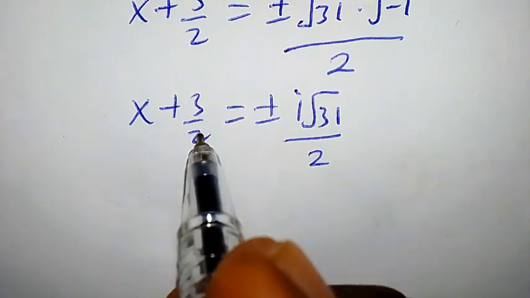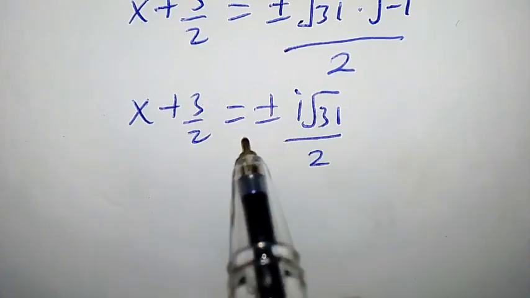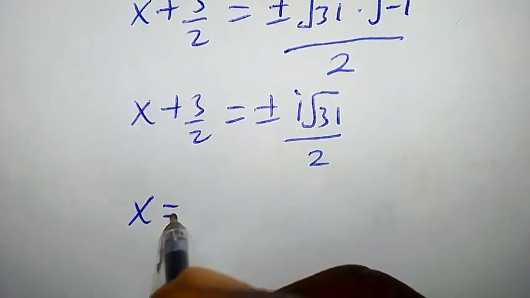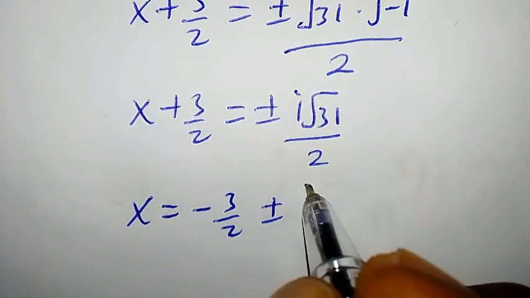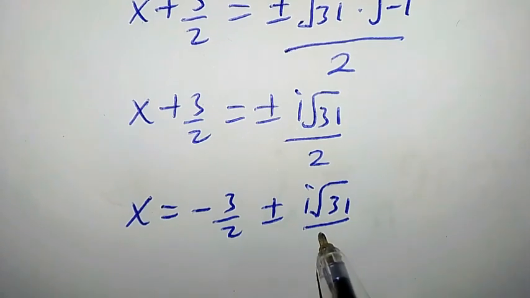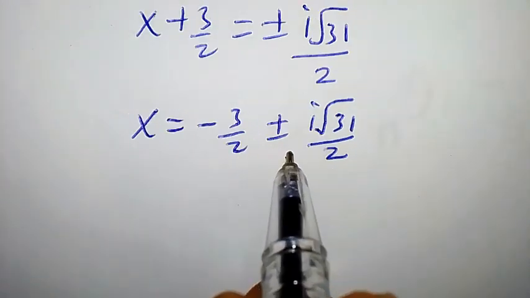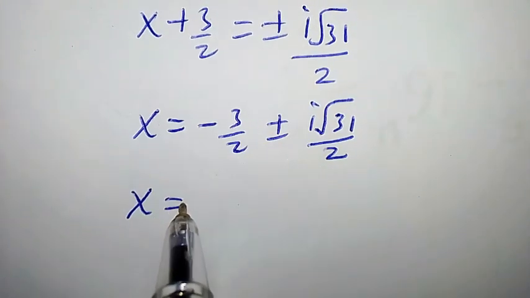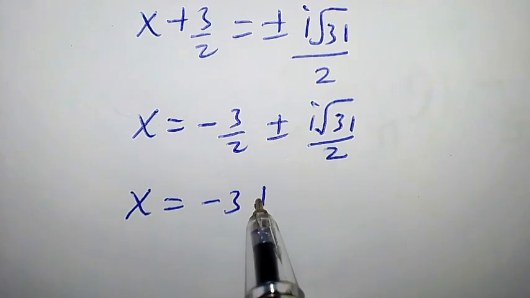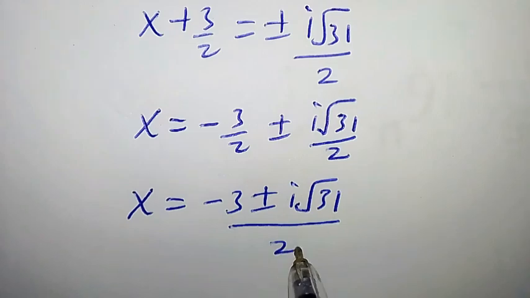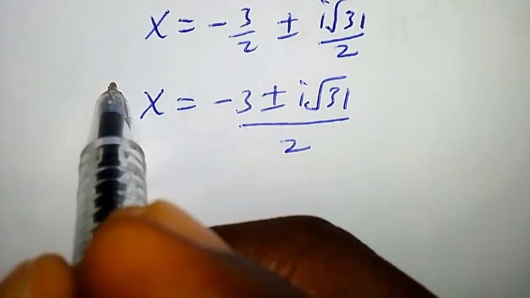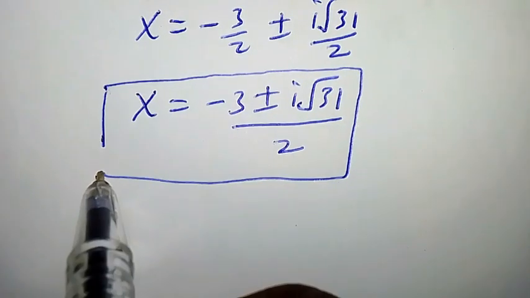We can now transfer this constant to the right side. So doing that, we have x equal to negative 3 over 2 plus or minus i times the square root of 31 over 2. Taking the LCM, we have x equal to negative 3 plus or minus i times the square root of 31 over 2. This is the second solution.